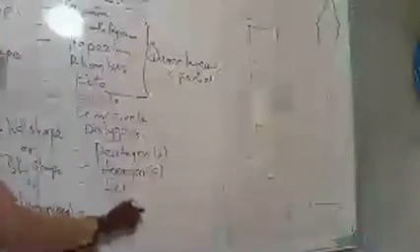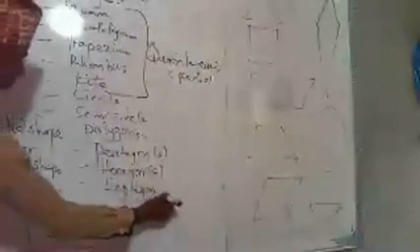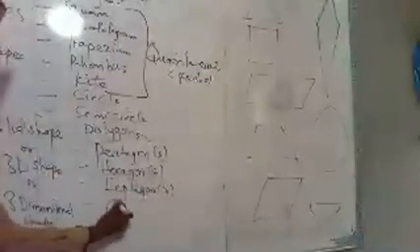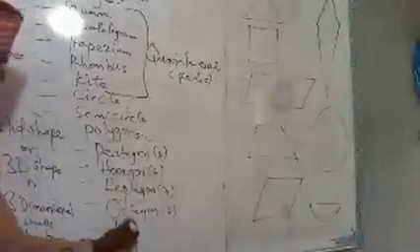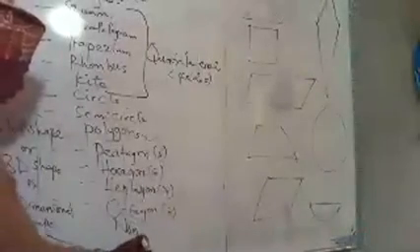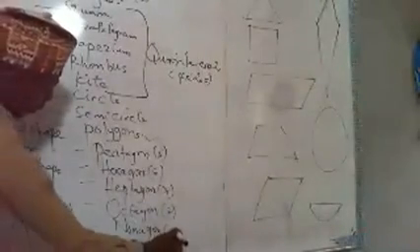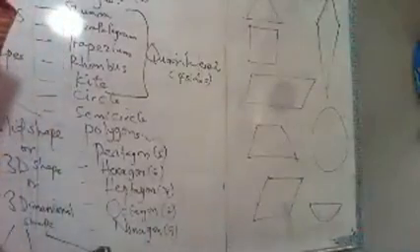We have heptagon, 7 sides. We have octagon, 8 sides. We have nonagon or enneagon. You can call it enneagon or nonagon, sorry. So we have decagon. I will not be able to write all the polygons because they are many.